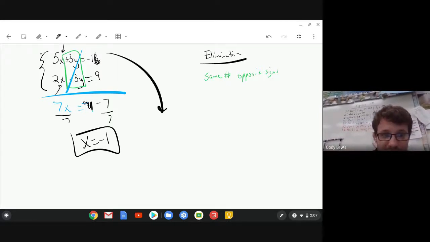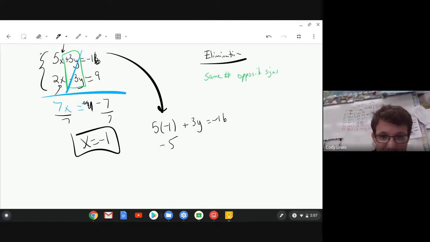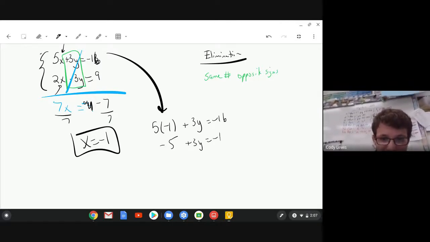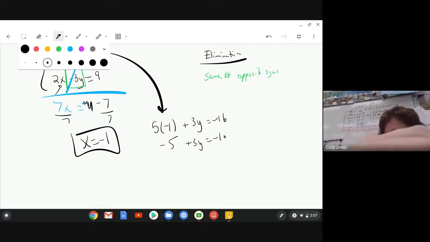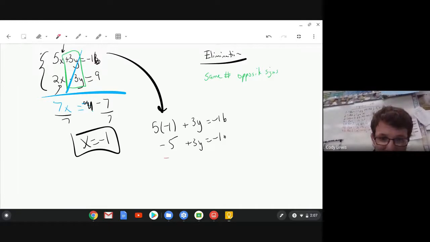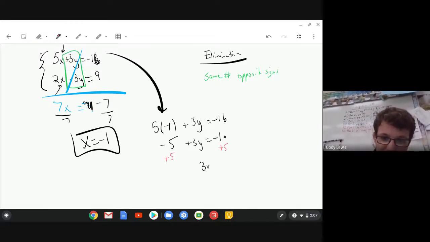So just for this one, I'll use the top one. So I put 5 times negative 1 plus 3y equals negative 16. I get negative 5 plus 3y equals negative 16. I add 5 to both sides, because remember, that's how you get rid of that negative. So I have to add 5, which means I add 5. So I get 3y equals negative 11. Divide both sides by 3. So y equals negative 11 thirds.